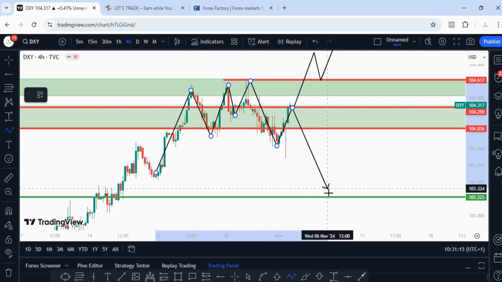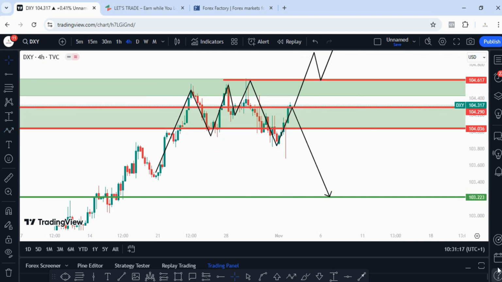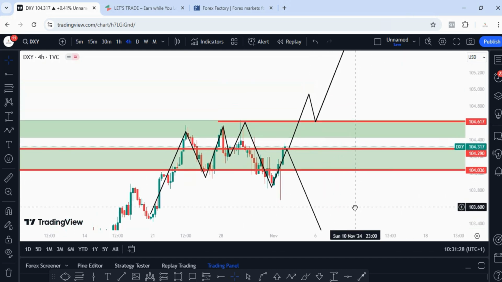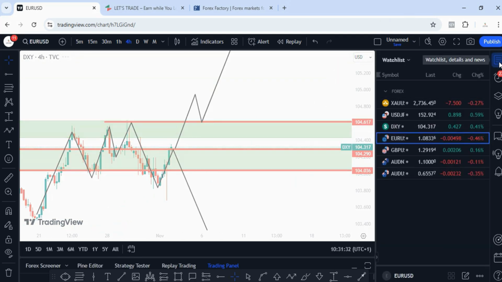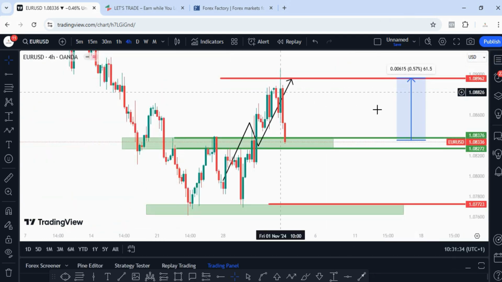So price may most likely drop into this zone. If price drops, where I'm expecting a continuous bullish move on DXY will be 103.223. So price may most likely bounce off from here and continue the bullish move. All right, so these are the scenarios I'm looking at on DXY. That said, let's look at EURUSD.